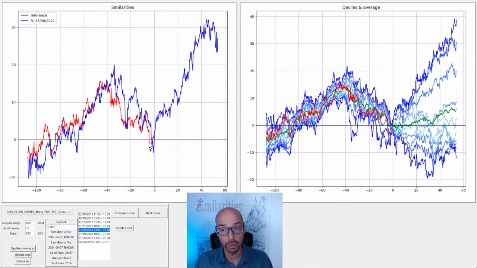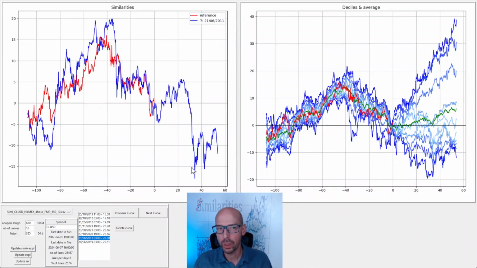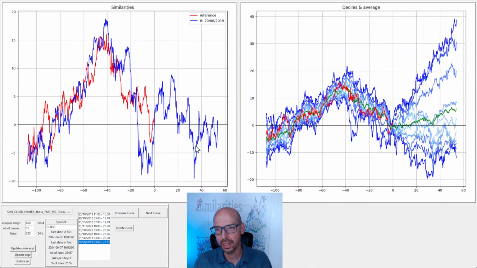Here is a counter example where it's going up right away, right now. These two, it's already going up right away. Here we have a low, not at 25, but more 35 days. And here too, there's a low at 35 days.